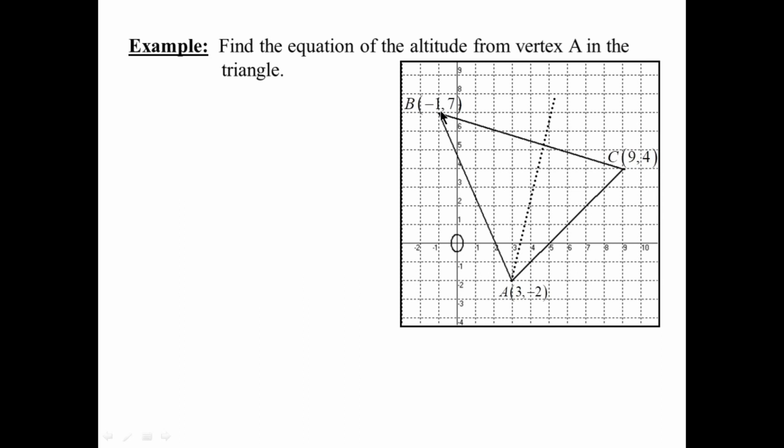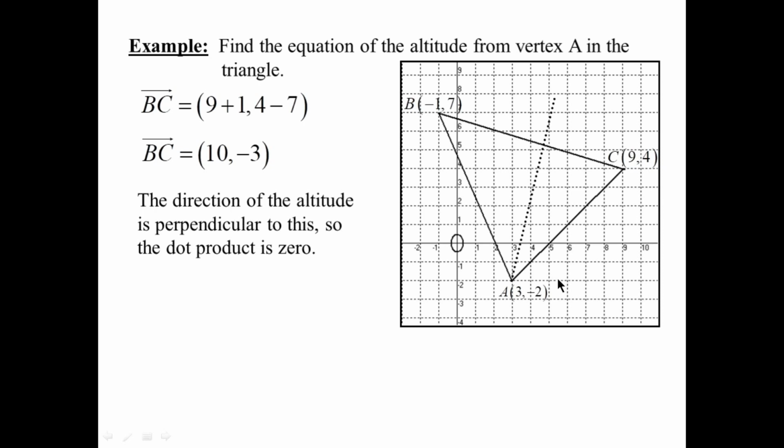Now a person needs to think, okay, how am I going to get this direction? Well, it is perpendicular. So why don't I get this direction and dot it to 0 with this? Because they're perpendicular. So BC equals 9 subtract negative 1, and 4 subtract 7. So BC is this. Now the direction of the altitude, let's call it AB, has to dot to 0 with this because it's perpendicular. So find the dot product and equate to 0.